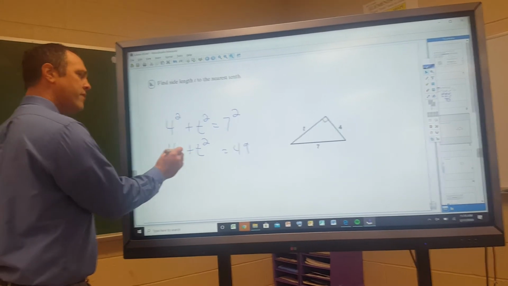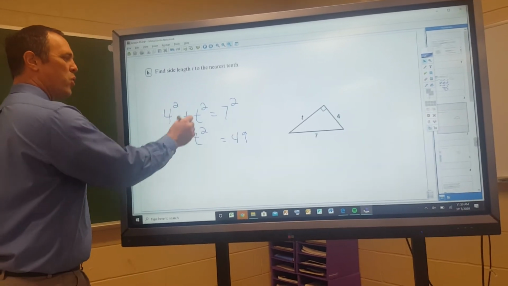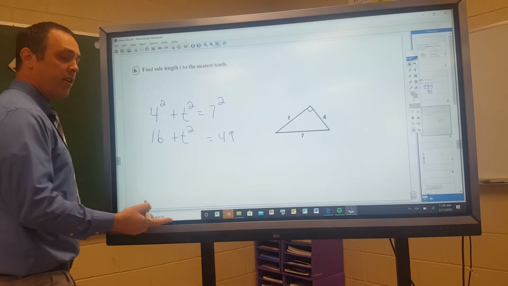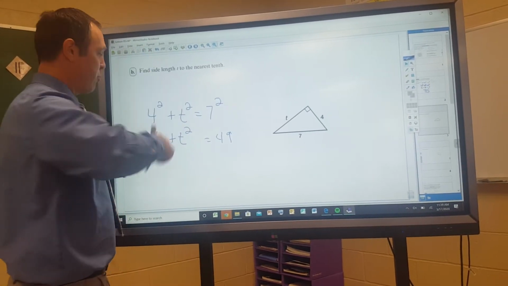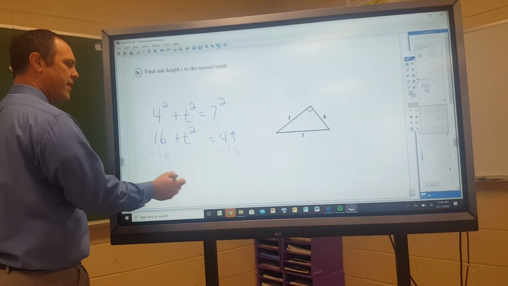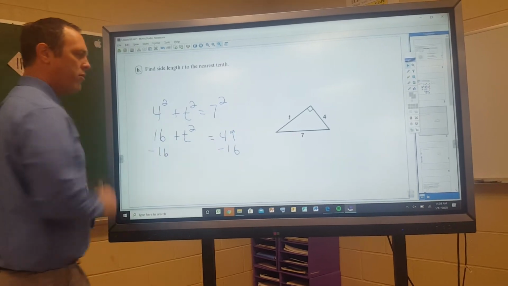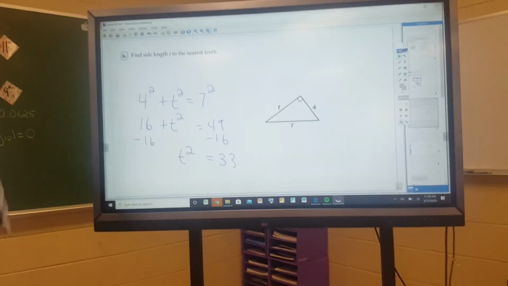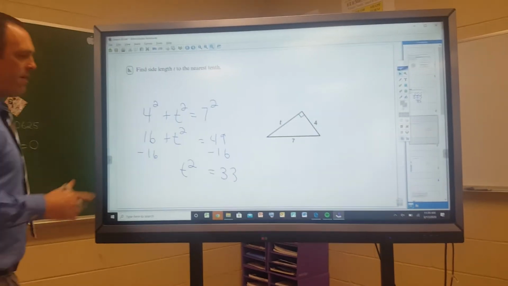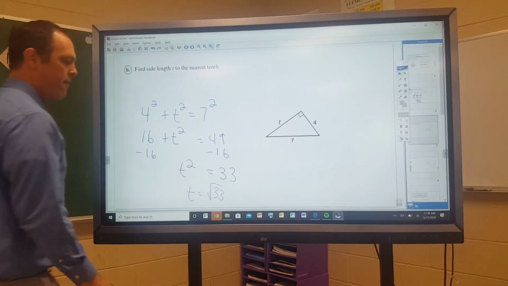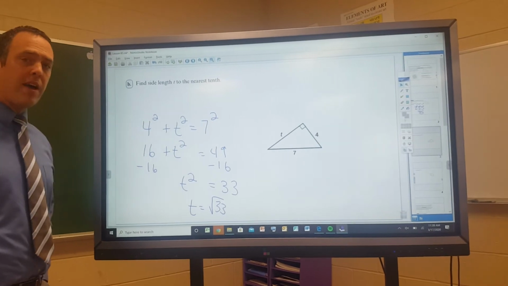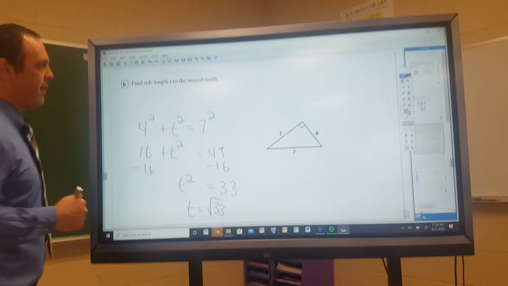So we've got to undo. We see addition here. The square and the square root, we're going to do that last. But addition, what do we do to undo addition? The inverse of addition is subtraction. So we're going to subtract 16. Remember, what we do to one side, we also have to do to the other side. Now we'll have T by itself. T squared equals 33. And then the final step would be to take the square root. Now, square root of 33 doesn't simplify, so you can just leave it just like that.